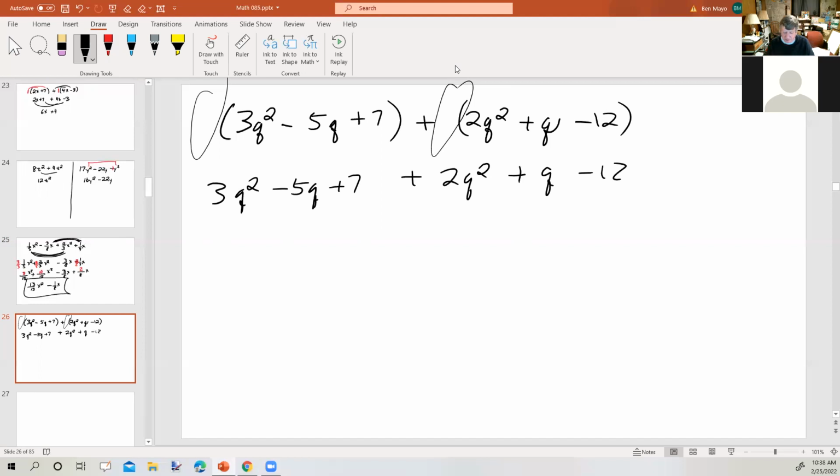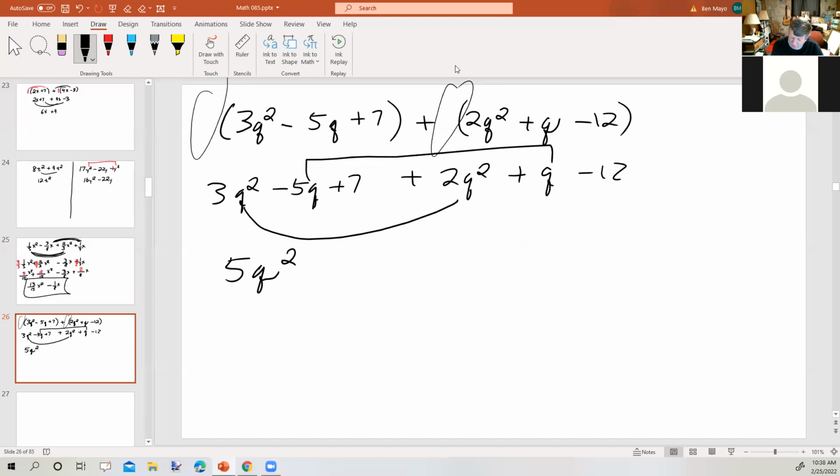Okay, so that's the first step. Then combining like terms, 3q squared plus 2q squared is 5q squared. Minus 5q plus 1q is minus 4q. I keep wanting to make a q, instead it just looks like a mess. Let's see. Oh, that's much better. And then plus 7 minus 12 would be minus 5.